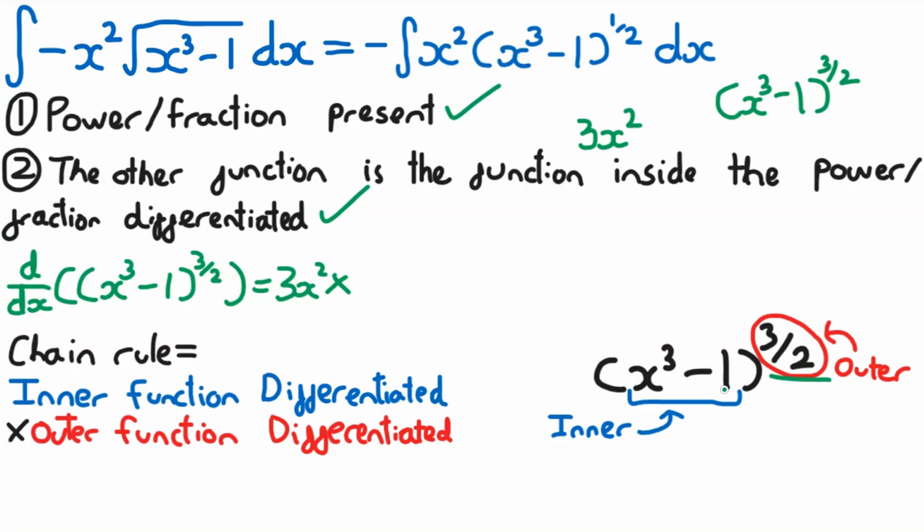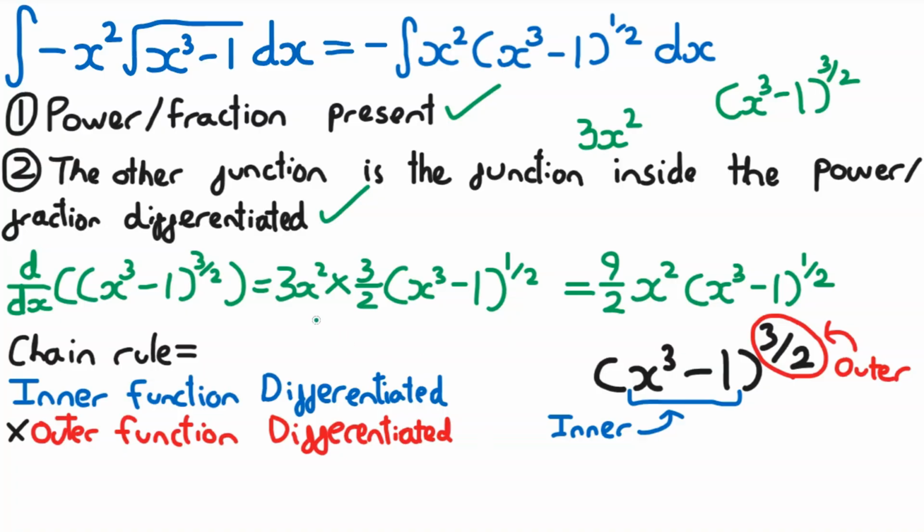So if you differentiate the power of 3 over 2, this 3 over 2 is going to come down as the coefficient. Again, we just write the x cubed minus 1, we don't touch it. And it's now going to be to the power of 3 over 2 minus 1, so it's now going to be to the power of a half. And we can simplify this because 3 times 3 here is 9. It's going to be 9 over 2 x squared, x cubed minus 1 to the power of a half. And you can see we have this x squared, x cubed minus 1 to the power of a half, which is what we need here. So therefore this is the correct form here.